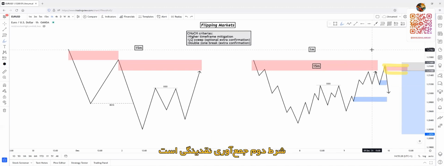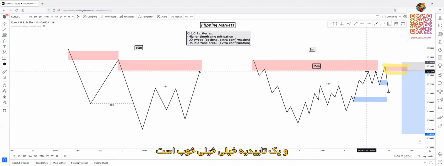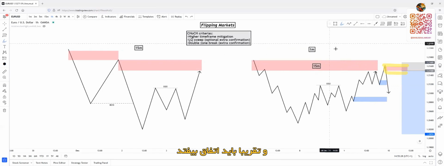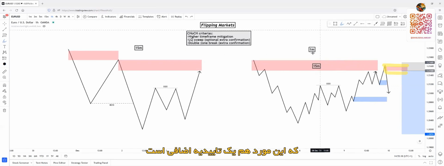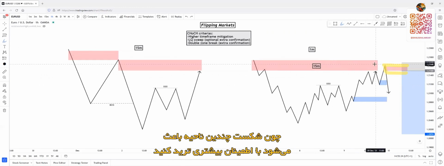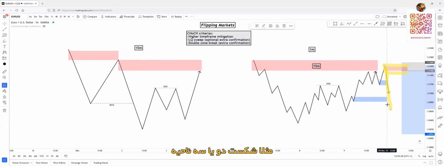The second one is a liquidity sweep. It's an optional extra confirmation. So it's a really good confirmation, and it almost has to happen. And the third one is the double zone break, and it's also an extra confirmation because you will be more sure about your trade and your position if it breaks through several zones, 2 or 3 zones.